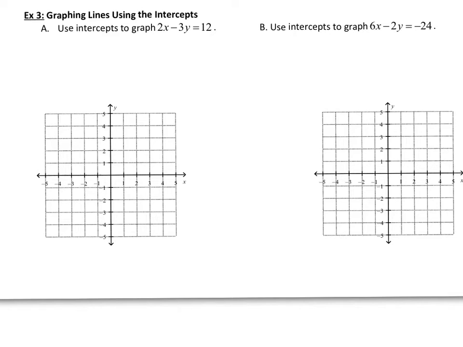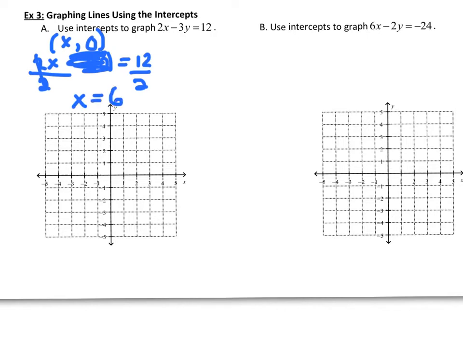In order to graph using intercepts, first we're going to find the x-intercept, which means we're going to plug in 0 for y. When we do that, we get 2x minus 3 times 0 equals 12. Well, 3 times 0 is just 0, so as far as we're concerned, that all cancels out, and our job is to solve 2x equals 12. When we divide both sides by 2, we get x equals 6, and our x-intercept will be at (6, 0), if we just plug the 6 in right there. So we'll put a dot on the x-axis right there.